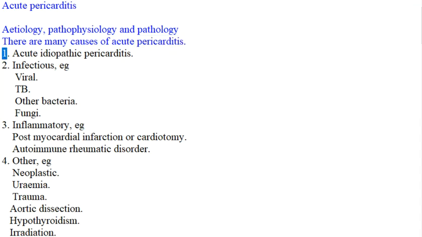1. Acute idiopathic pericarditis. 2. Infectious, e.g. viral, TB, other bacteria, fungi.